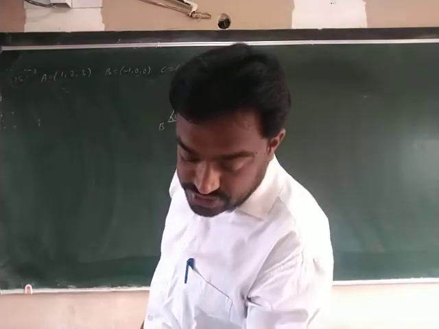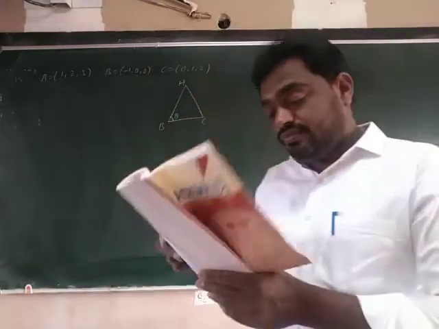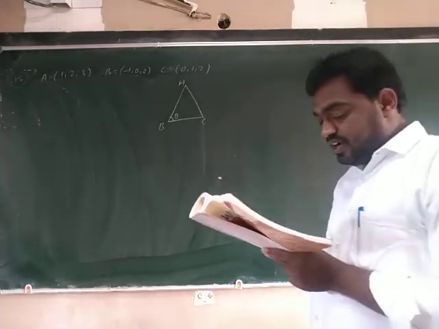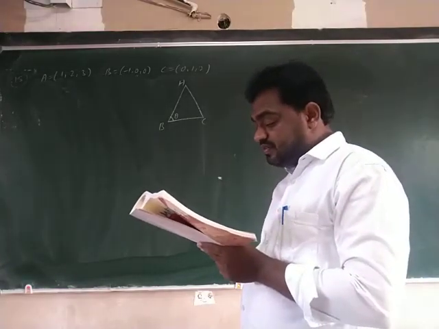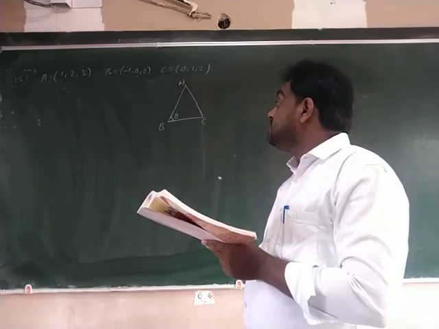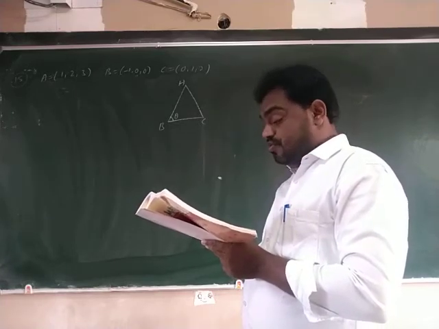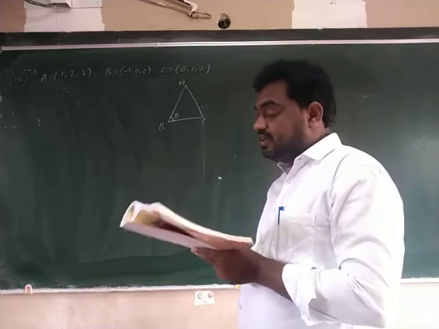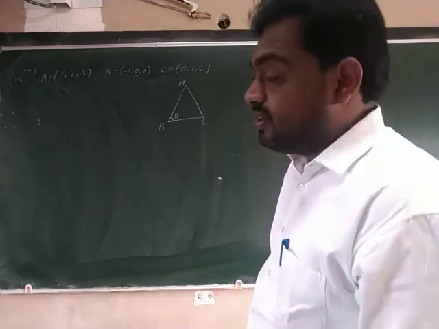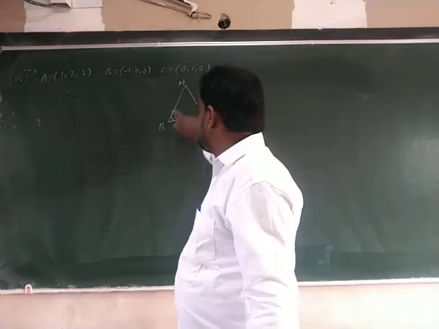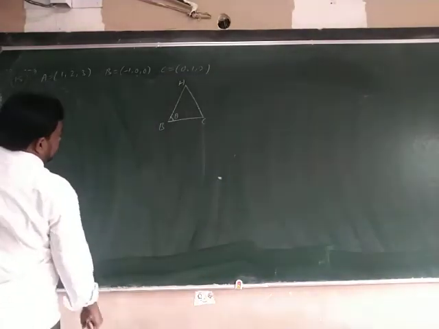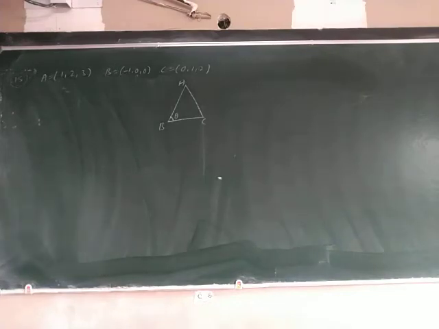Next, 15th question. If the vertices A, B, C of triangle ABC are (1, 2, 3), (-1, 0, 0), (0, 1, 2) respectively, then find angle ABC. Angle ABC, that means angle B we are finding here. That angle we are taking as theta. The theta value we are finding here.